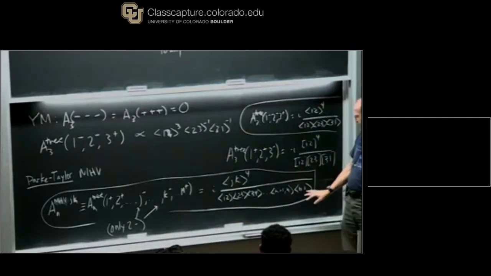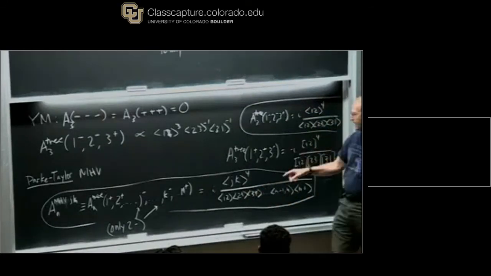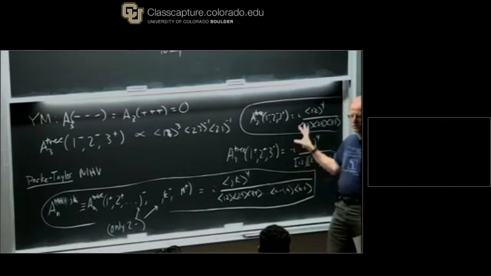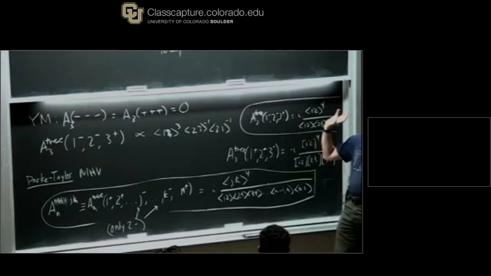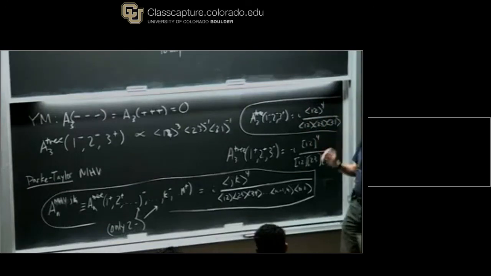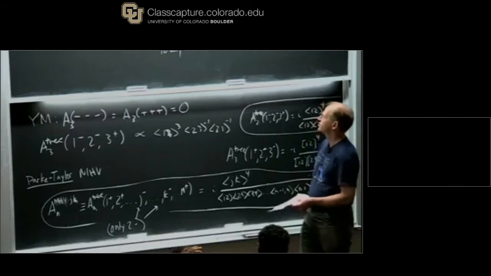So if you specialize to n equals 3, you just get 3 of these factors in the denominator. And if you take the 2 negative helicity guys to be 1 and 2, you get this. So we saw just by very simple angular momentum scaling type arguments, we kind of derived the structure of the 3-point version of the Parke-Taylor amplitudes.